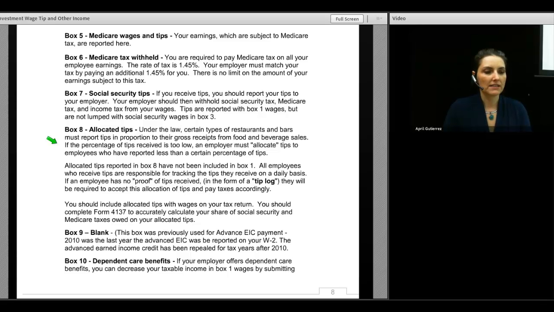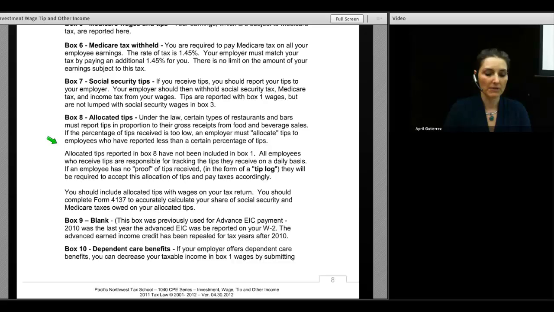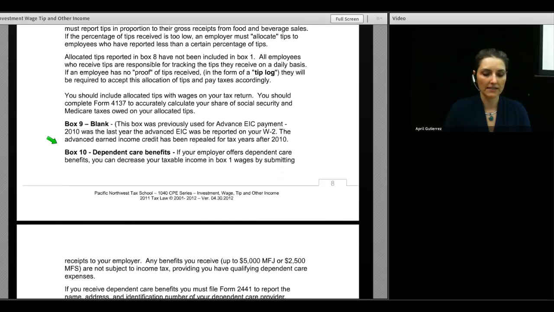If an employee has a W-2 with allocated tips in it, they're required to pay tip tax on the allocation unless they kept a tip log which proves they did not get the amount or that they got a lesser amount. And we're going to spend more time talking about that a little bit later on in today's class.